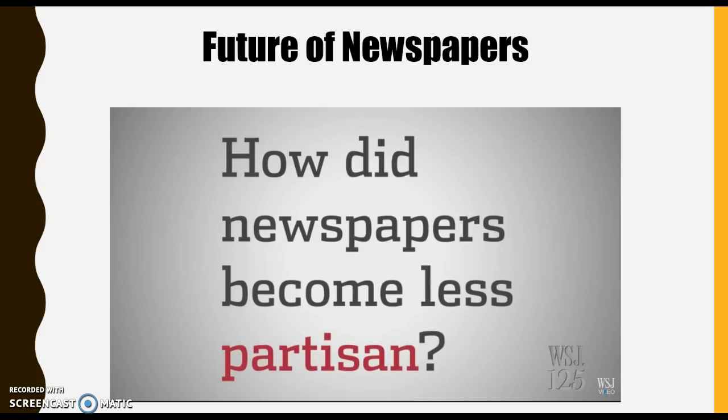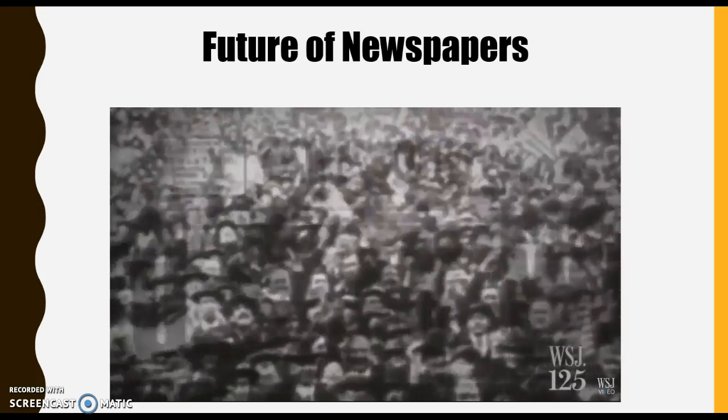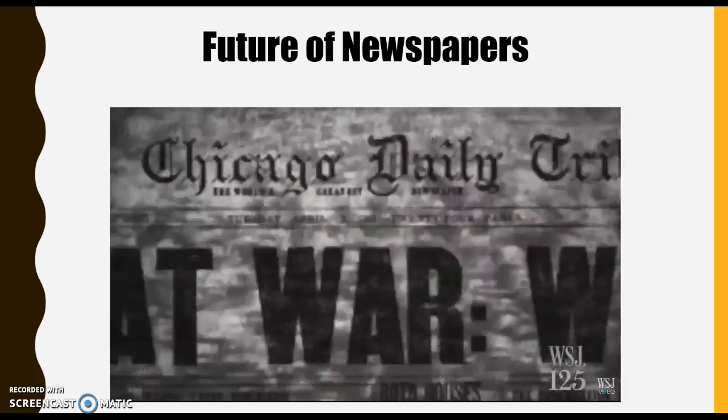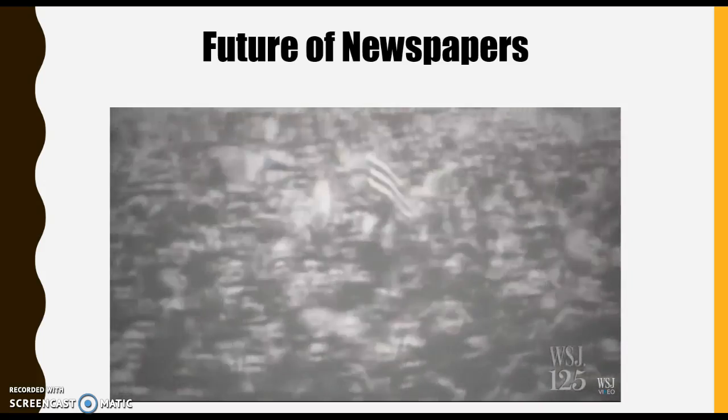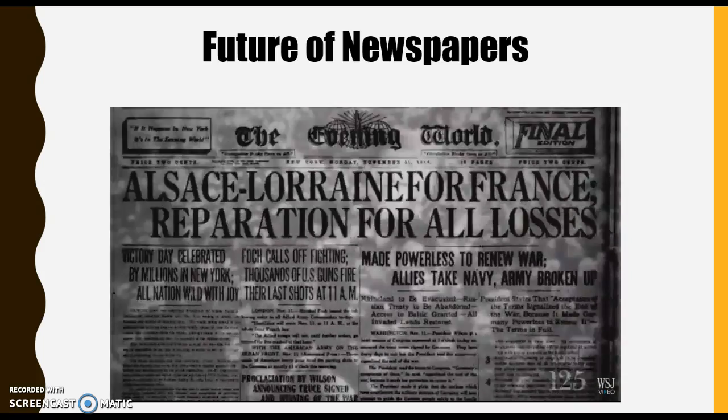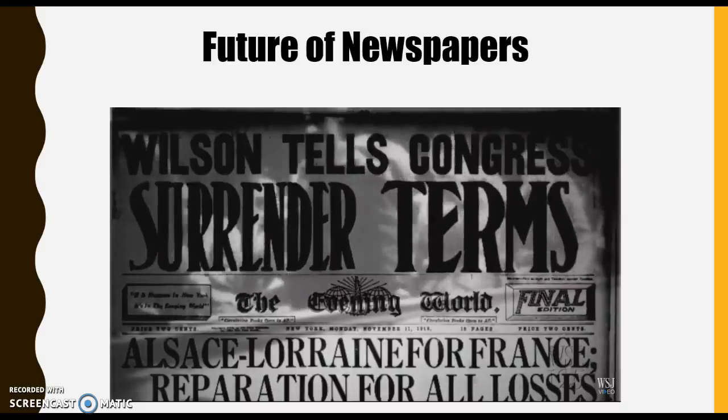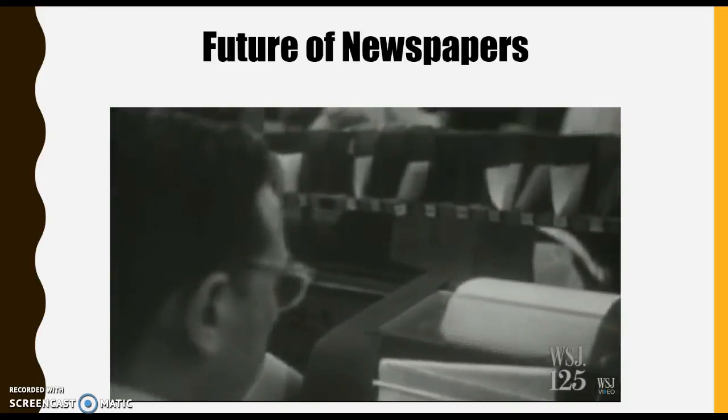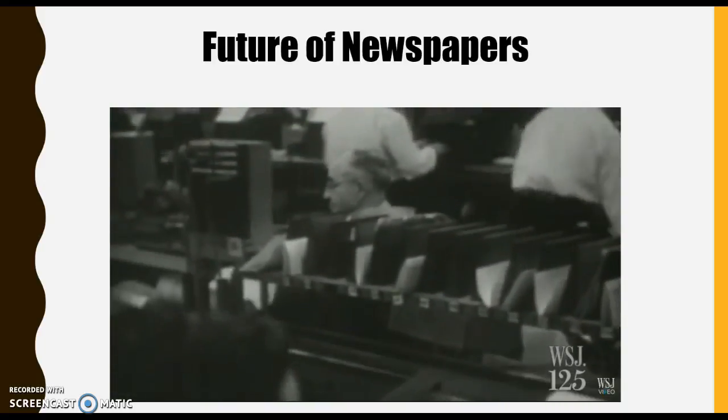How did newspapers become less partisan? With World War I, readers hungered for timely, accurate information, and the more partisan newspapers began to close, publishers realizing it made better financial sense to take the middle ground. Also around this time, a new technology dramatically helped to change journalistic standards.